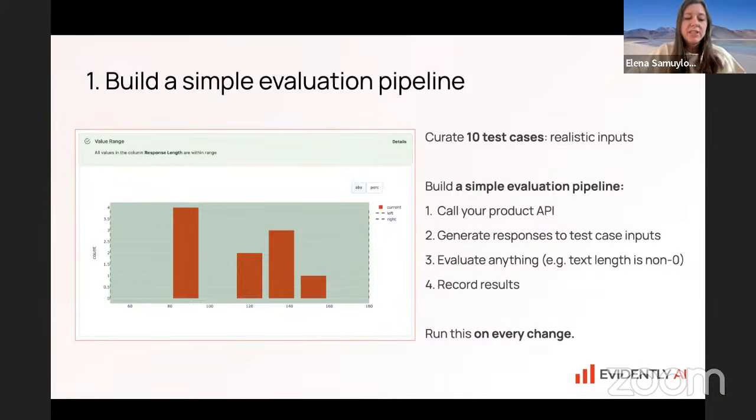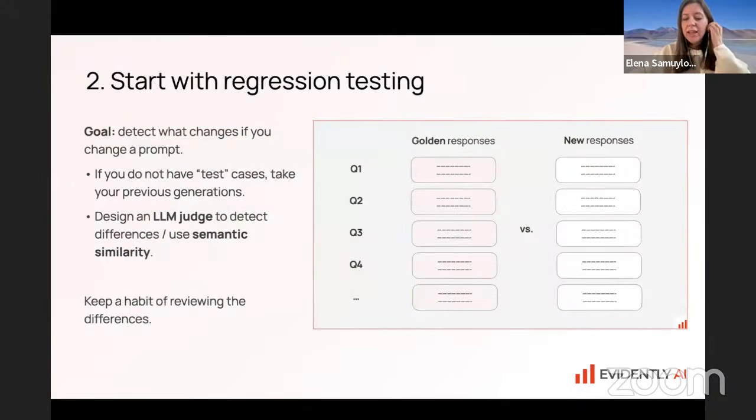The importance of this is that you have a very simple pipeline that you can later improve, right? You can add more test cases, you can add more evaluations, but if you don't create this as part of your workflow, it's much harder to add it later compared to starting with this as a solid process from the beginning. And if you're thinking about what to evaluate, I think regression testing is the lowest hanging fruit.